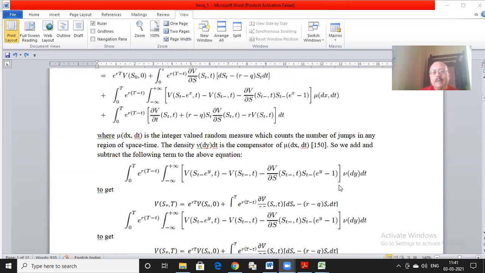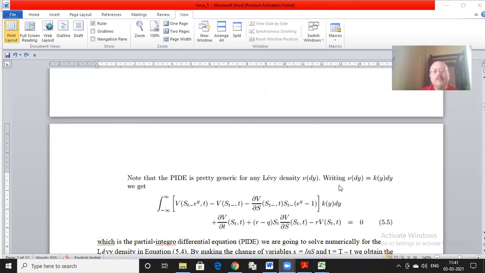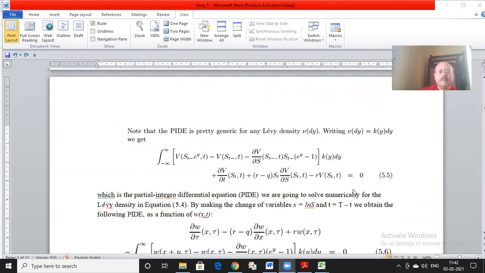Okay, so are there any questions regarding this final equation 5.5? Because this is the one we are now going to use. This is like our Black-Scholes for the jump process. This is the Black-Scholes counterpart for the jump process situation, which we will now tackle with numerical routines. So are there any questions on this?